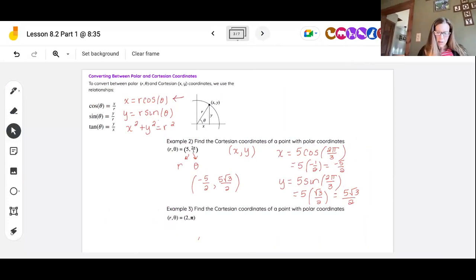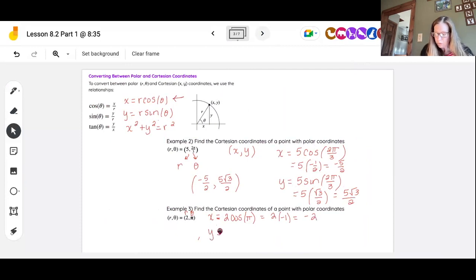Let's try another one. So this one says find the Cartesian coordinates when we have 2 as our radius and pi as our theta value. All right. X is equal to our radius of 2 times cosine of pi, our theta. Well, I know that cosine of pi is negative 1 by looking at my unit circle, or maybe you've had some of those pieces memorized at this point. We've used them so often. Is negative 2.